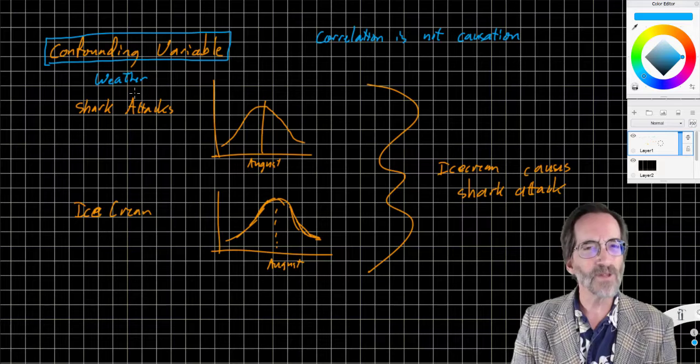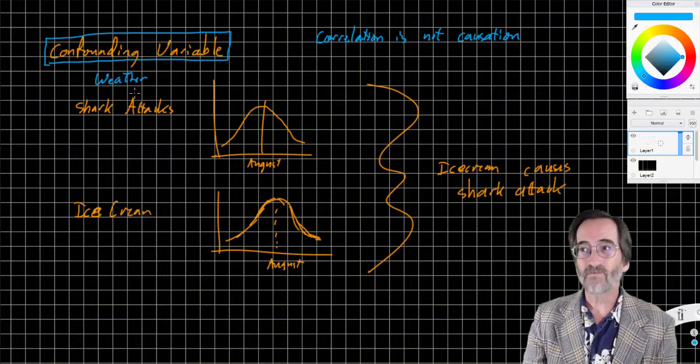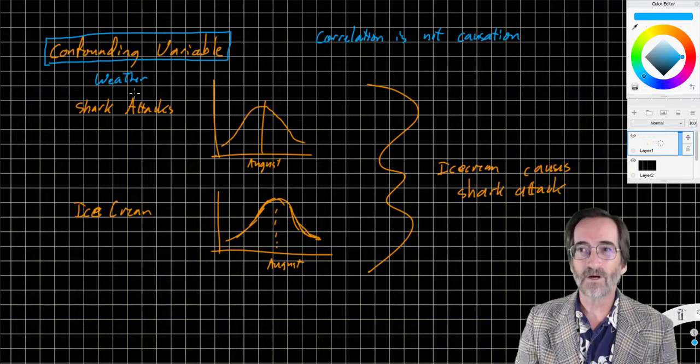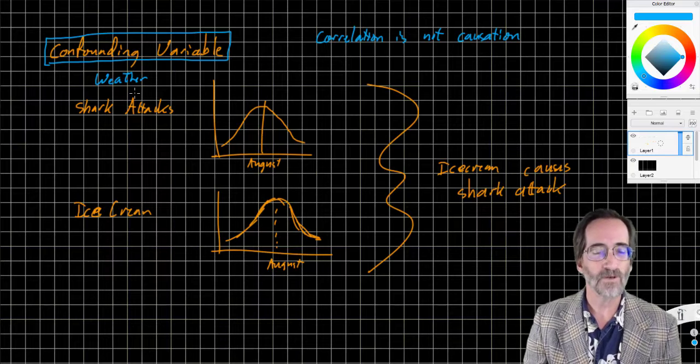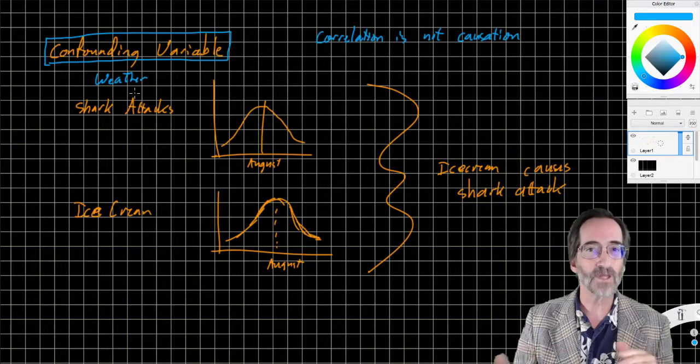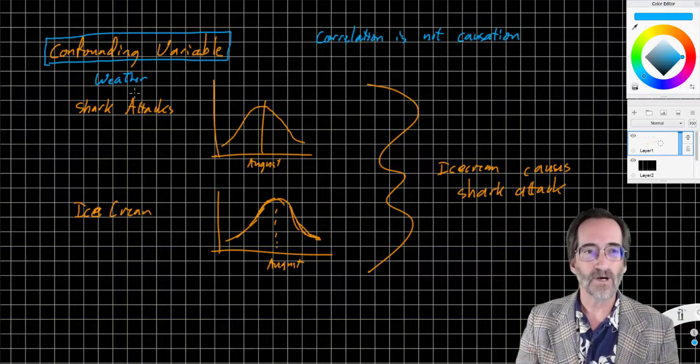All right, so hopefully that makes sense. Confounding variables, correlation is not causation, and so forth and so on. And you can imagine the implications of that when we talk about various issues.